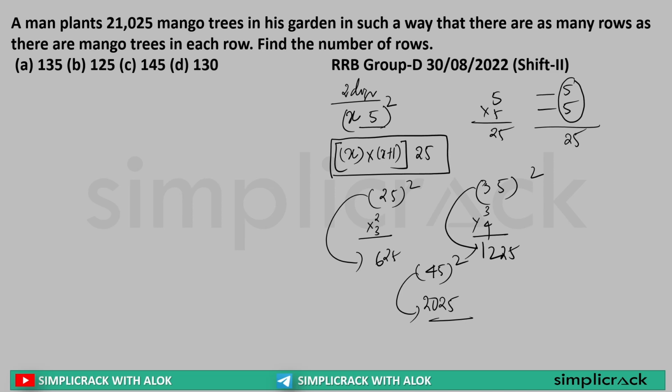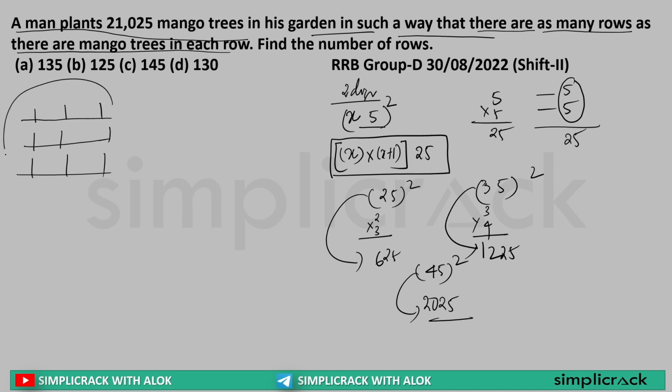Now understand this. Here in this question it is saying a man plants mango trees in his garden such that there are as many rows as there are mango trees in each row. That means if I say this is one row, if I am planting 3 trees, there should be 3 rows and 3 mango trees in each row. This is what it is saying.